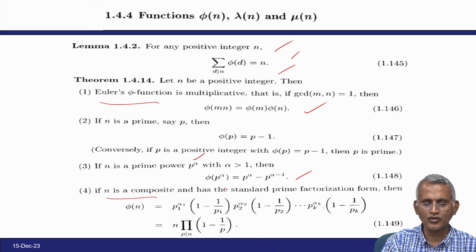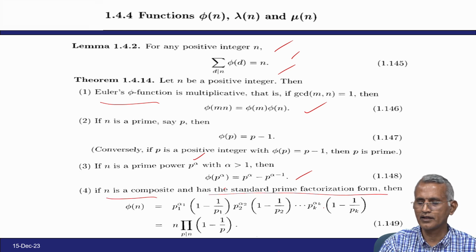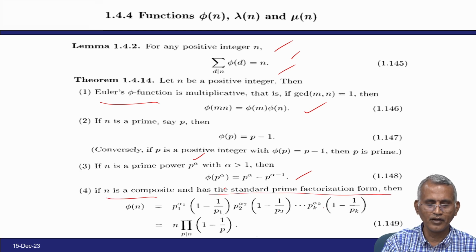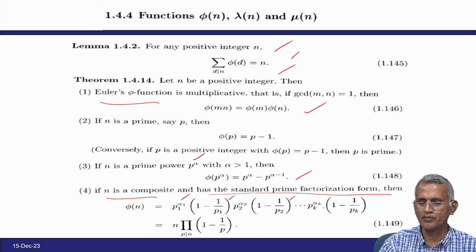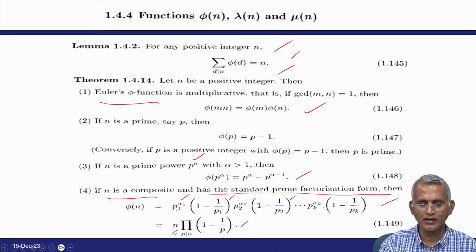If n is a composite and has a standard prime factorization form, then phi of n equal to p1^alpha1 into (1 minus 1/p1), p2^alpha2 into (1 minus 1/p2), and so on, pk^alphak into (1 minus 1/pk). Here p1^alpha1 into p2^alpha2 and so on up to pk^alphak is n, and the rest of them is denoted as the product over p dividing n of (1 minus 1/p).